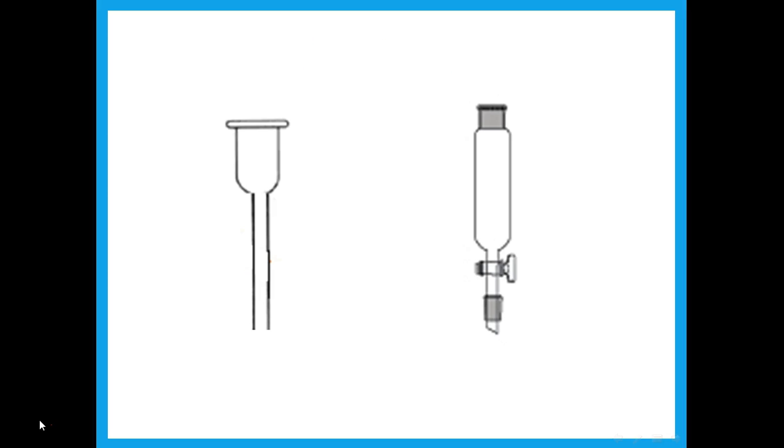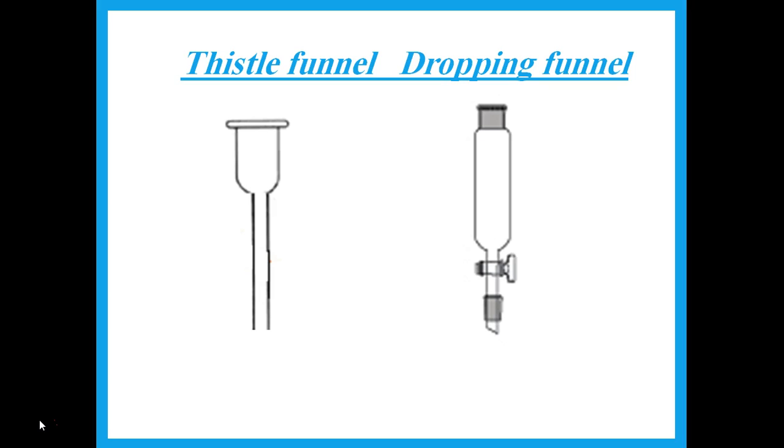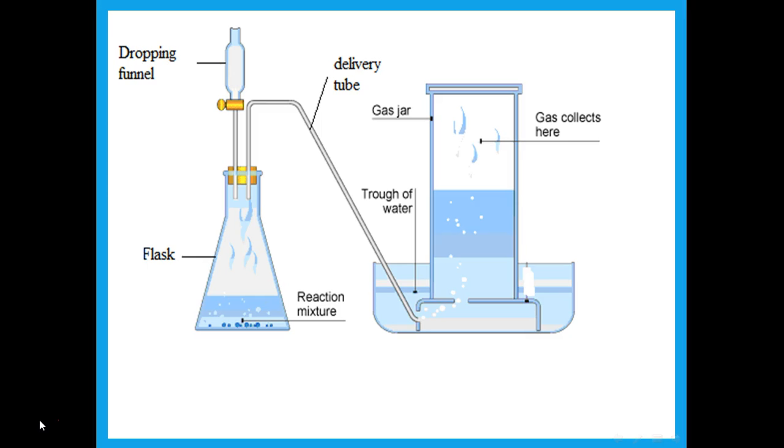Now, what is this? These are two types of funnels that we put on top of flasks. If it doesn't have any graduations and no tap, it's called a thistle funnel. If it has no graduations but it has a tap, it's called a dropping funnel. Remember that this is different from a burette. The burette has a tap, but it must have graduations. This one is a dropping funnel. So the dropping funnel or the thistle funnel is something that you put on top of the flask in order to add a liquid to that flask during the reaction.